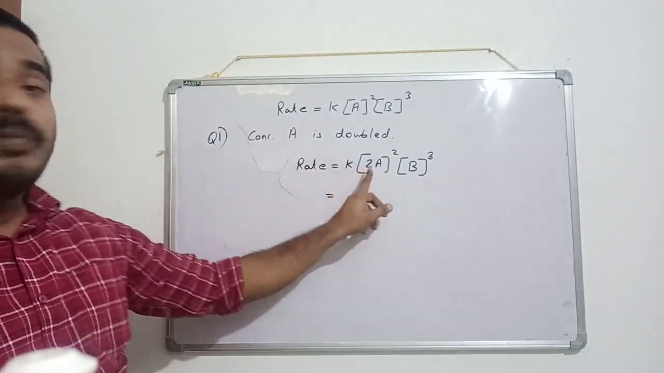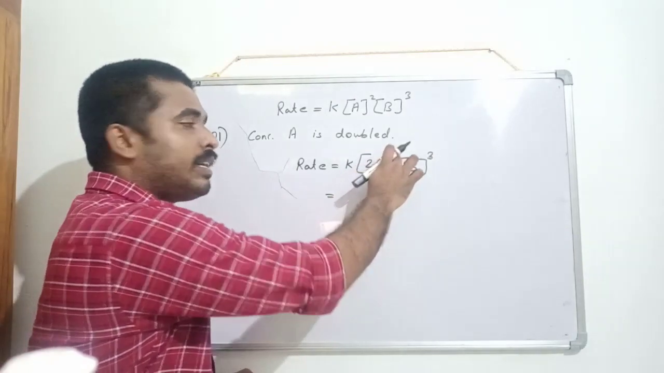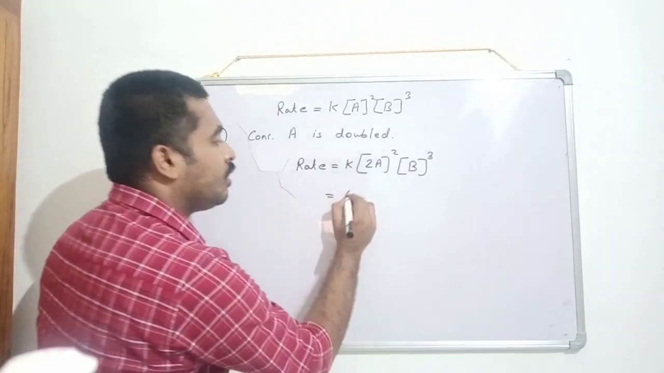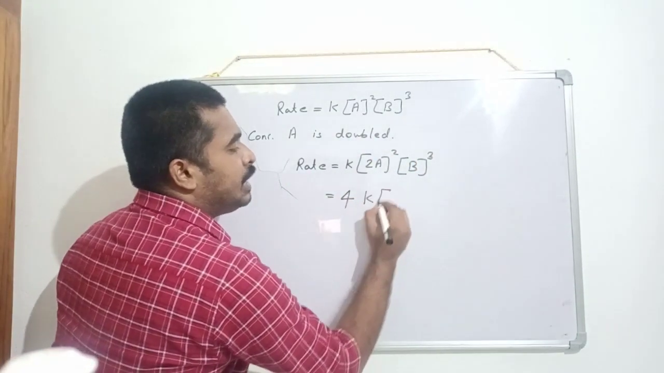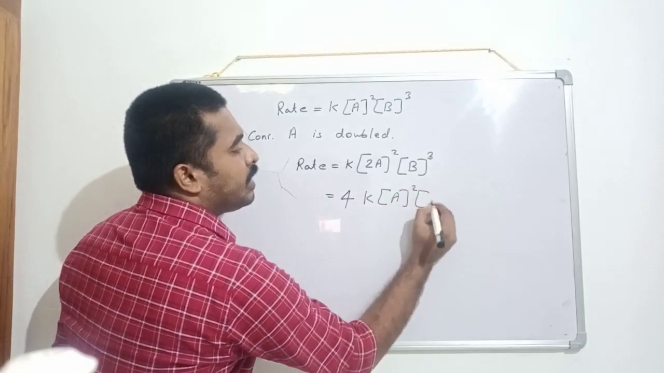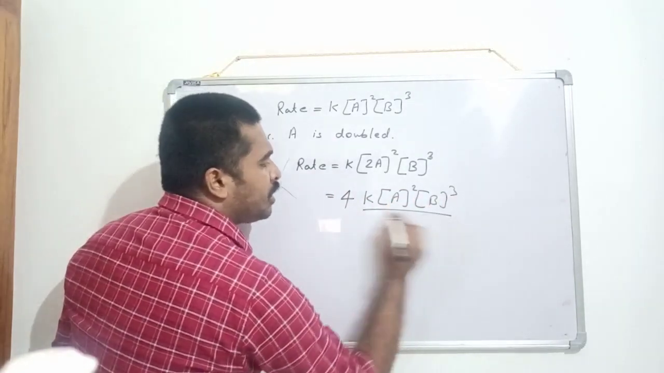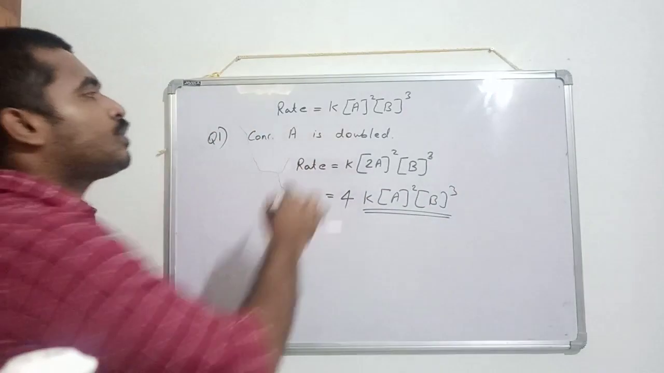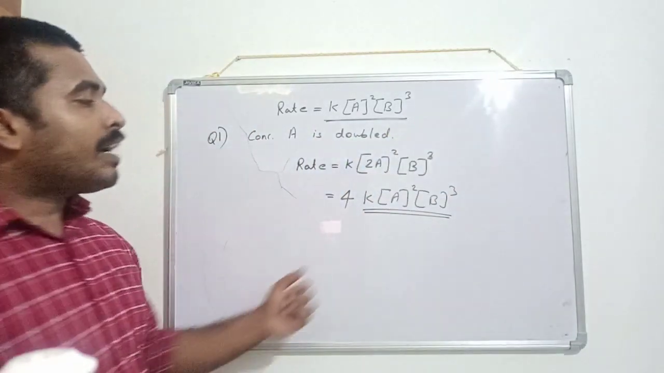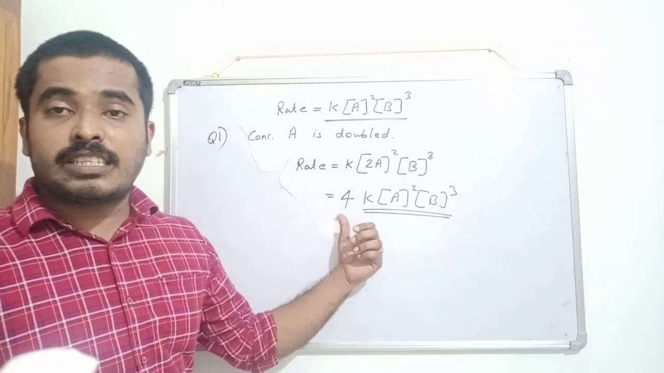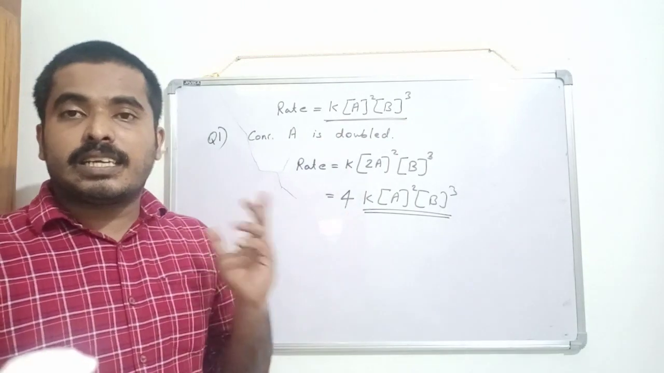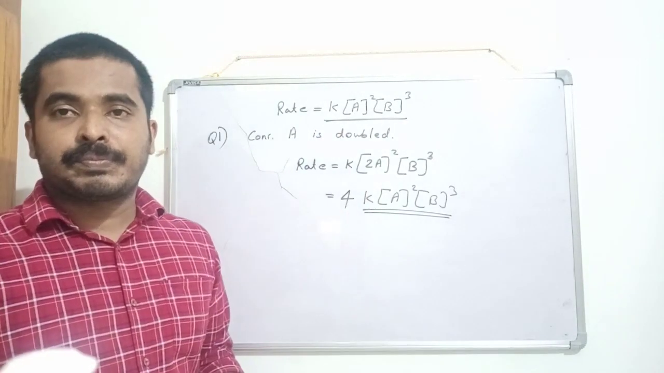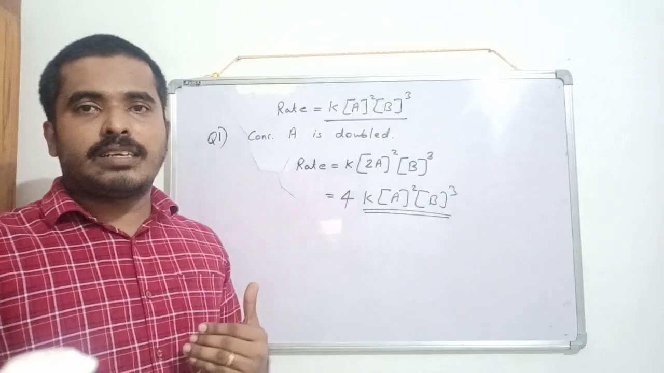So take that numerical part outside. 2 square is 4. Take that 4 outside. 4 into K into concentration of A square into B cube. This is nothing but our rate law expression, K into A square into B cube. So what happens to the rate? Rate is increased by 4 times. We are continuing this question.